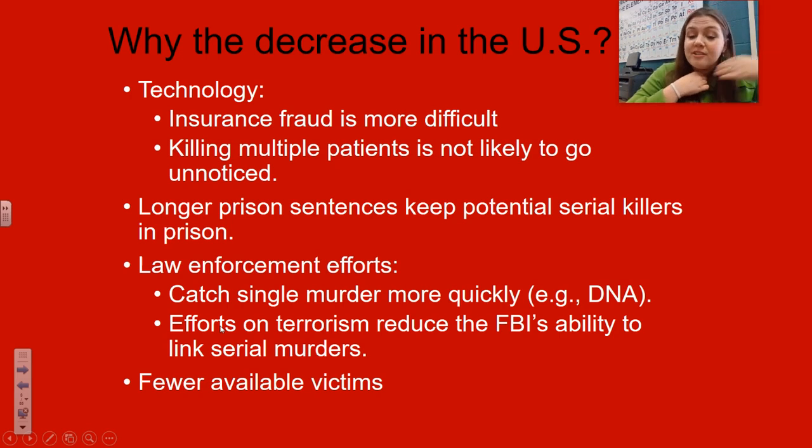Efforts on terrorism reduce the FBI's ability to link serial murders. That means maybe we still have serial killers, but because of the efforts on terrorism, we block our information a lot. People can't cross their data as well. You have to go through all these loops before people will let you trade data in cases. So then maybe they're missing some links and not realizing it's a serial killer. I hope that's not true.